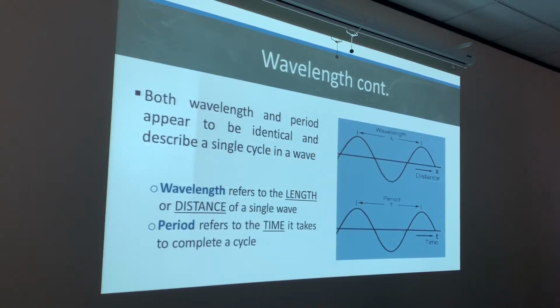So, again, I already said this, but both wavelength and period appear to be identical, and they both describe a single cycle in the wave. All right? So just don't forget, wavelength measures the distance or the length. Period is measuring the time it takes to complete a cycle. Okay? Wavelength is measuring the length of one cycle. Okay? So I will have to give you either the lambda sign or let you know what it is in time for you to tell me which parameter I'm looking for. I can't give you this bottom one in time and say, what's my wavelength, right?